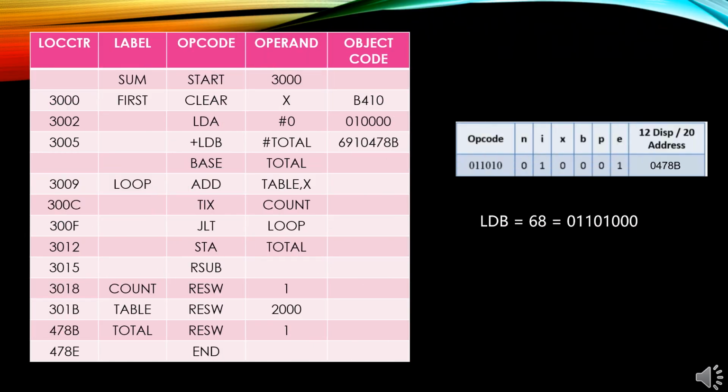Okay, so the next instruction is plus LDB #TOTAL. The opcode is plus LDB and operand is #TOTAL. Since it is plus, it's type 4 and hence E is set to 1. And I is 1 because it's immediate addressing mode. And we have 20-bit address since it's type 4. So the address is 478B. That is the address of TOTAL. As you can see here, TOTAL is at the location 478B. So we use that as the address. And hence the object code generated is 6910478B.